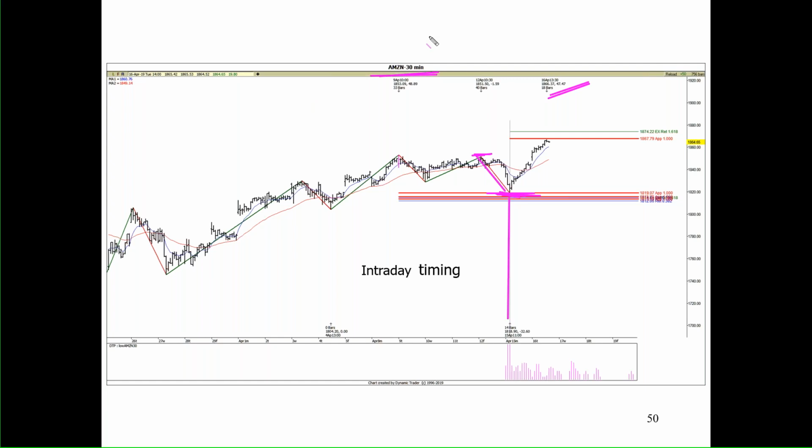I haven't had a whole lot of time to do too much in the way of intraday timing, but I did do the S&P and NASDAQ today, and actually the S&P bounce that started was exactly off of that last low. All right, let's see what else.